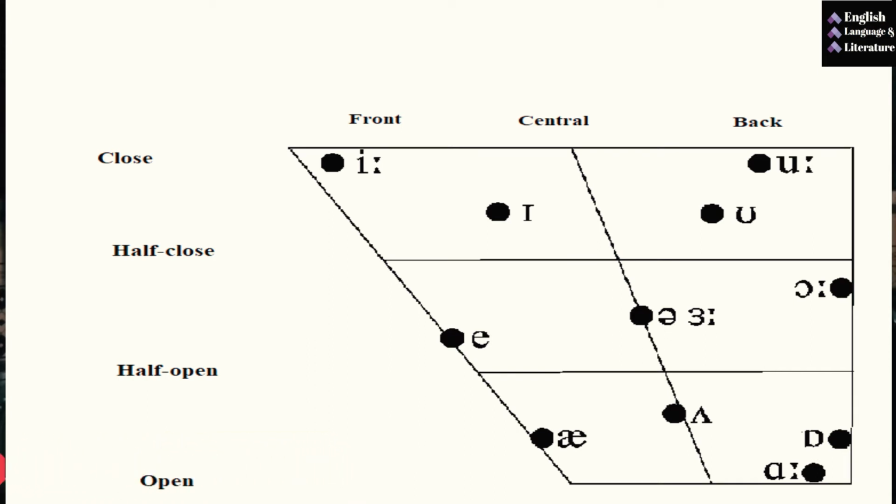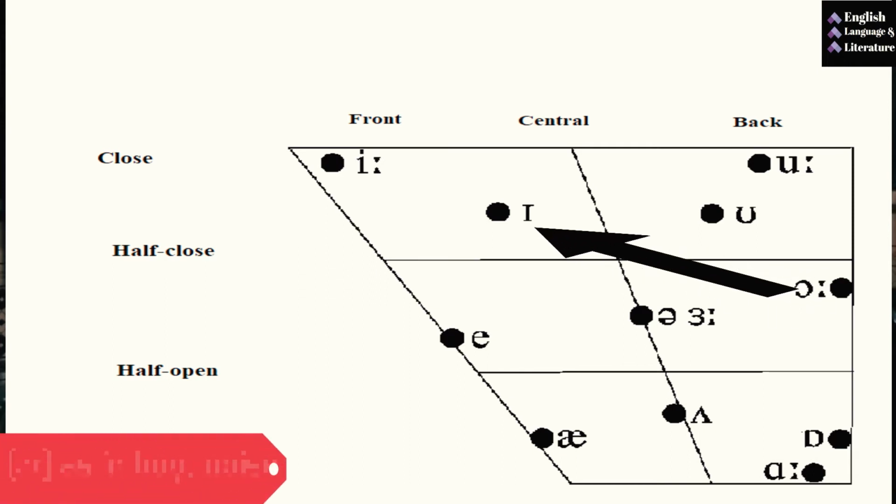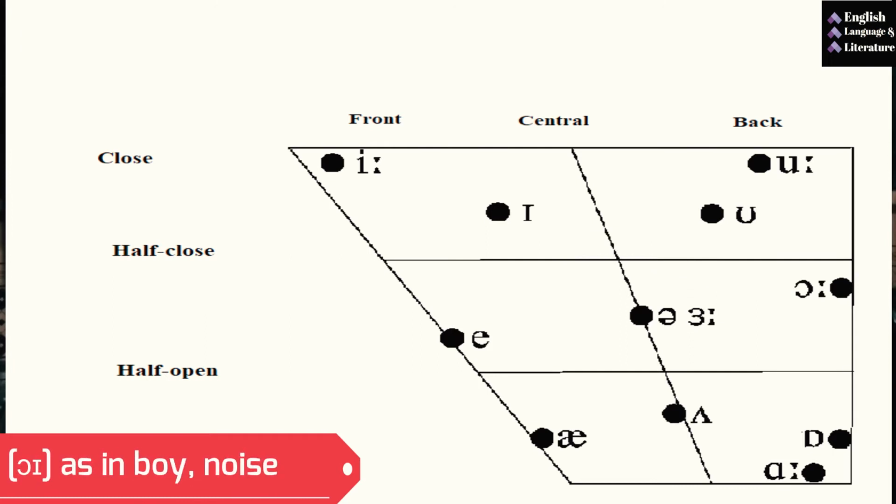The third closing diphthong is oy, as in boy. In this vowel, the tongue glides from half open back to half close front. So the vowel is oy, as in boy.